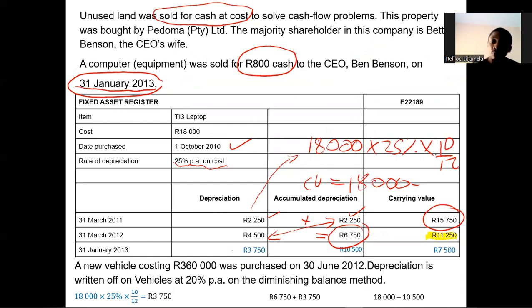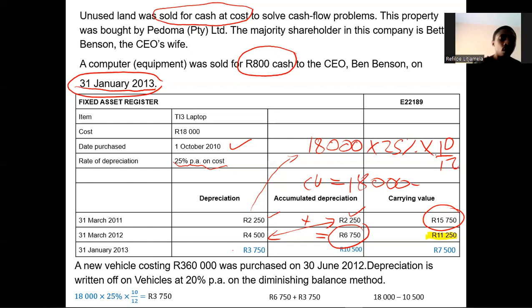So they didn't specify how that vehicle was actually purchased. But if it was purchased for cash, it's easy because it means it will be bank and CPJ. If it was purchased on credit, it was going to be easy as well. You can write creditors control in CJ. But in this case, you were not told how this vehicle was purchased.